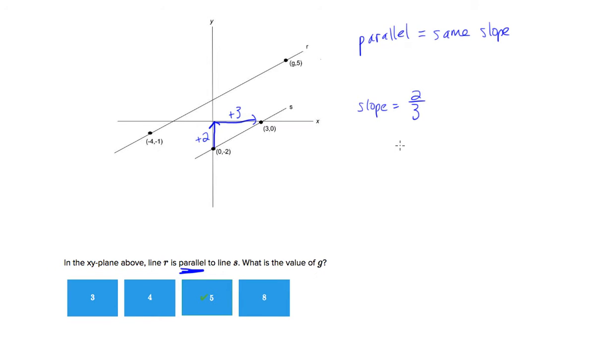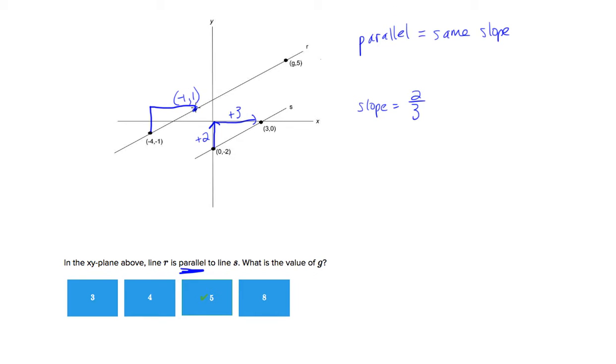A couple different ways you can go from here. You could just count up 2 spaces and over 3 spaces and end up here. So if you go up 2 spaces, you're at +1 for the y value, and you go to the right 3 spaces, you're at -1.